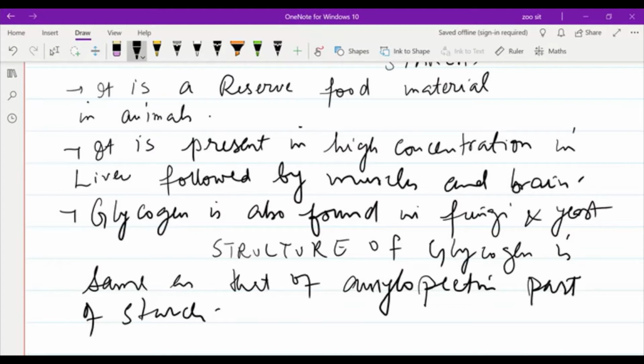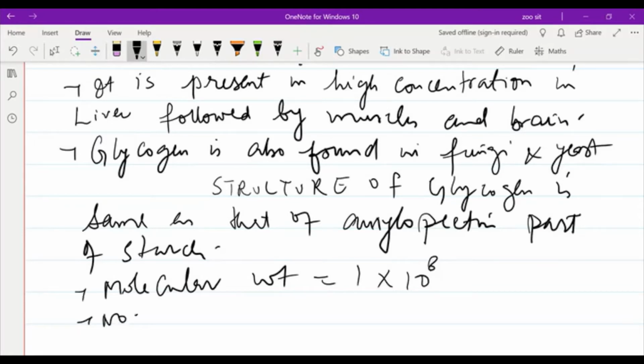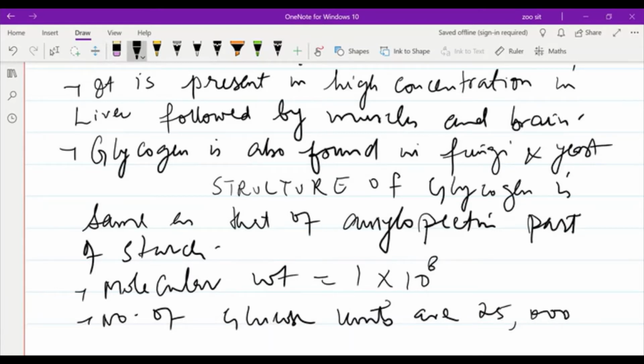The molecular weight of glycogen is 1 into 10 raised to the power 8 Daltons, and the number of glucose units is 25,000.